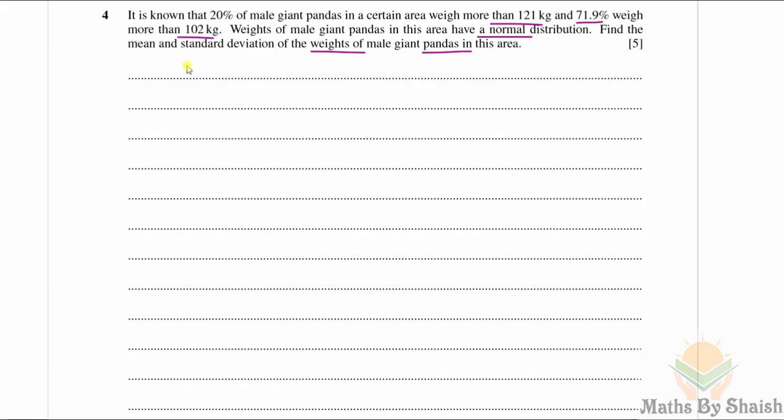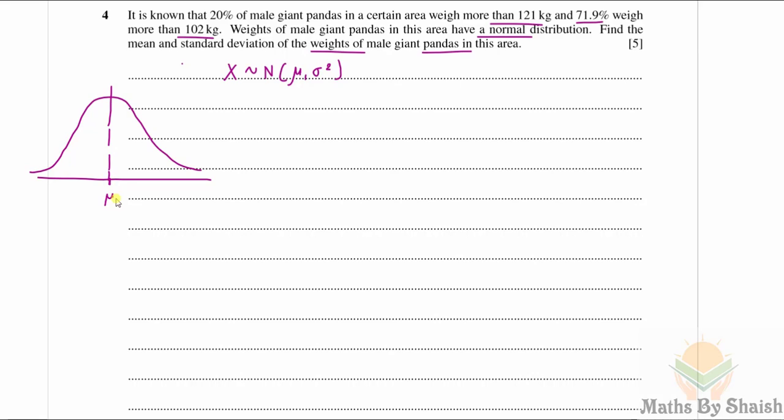So we can take x as the weight of the male giant pandas. So it is going to be normally distributed, so I can write mean as mu and standard deviation as sigma, so variance is sigma square. Now we'll consider the condition. First of all we need to draw the distribution diagram, and if we draw it, it would be very much clear what we need to find.